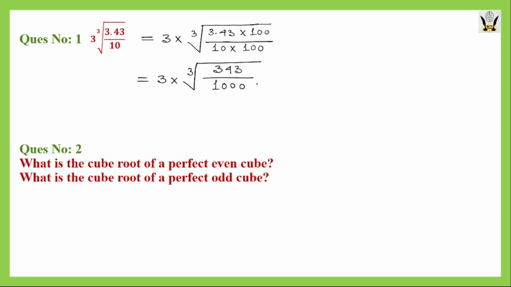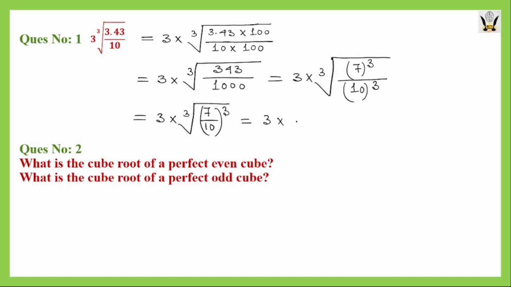Now we have to see whether 343 and 1000 are perfect cubes or not. 343 is a perfect cube of 7, so it can be written as cube of 7, and 1000 is a perfect cube of 10. So it can be further written as 7 divided by 10, then cube, and we need to find this cube root, so it will be multiplied by 1/3. So the 3s will cancel each other, and finally it will be 7 divided by 10. So it will be 21 divided by 10, or it will be 2.1.